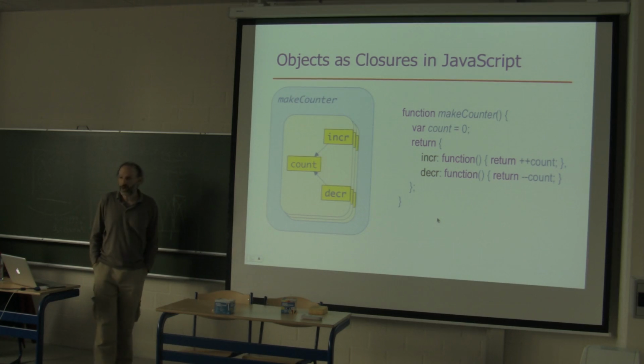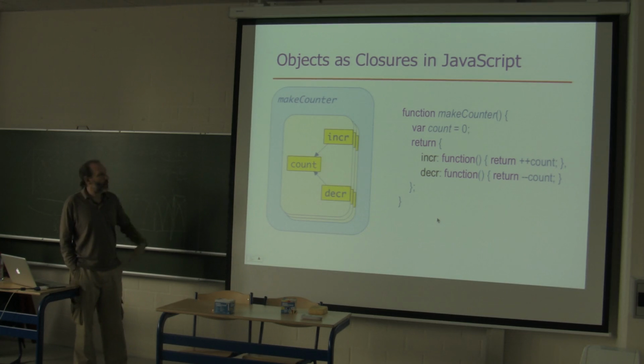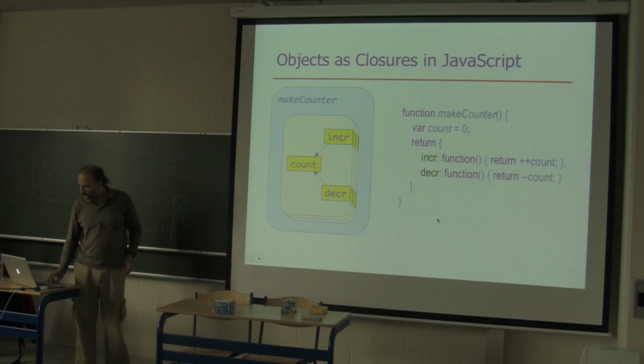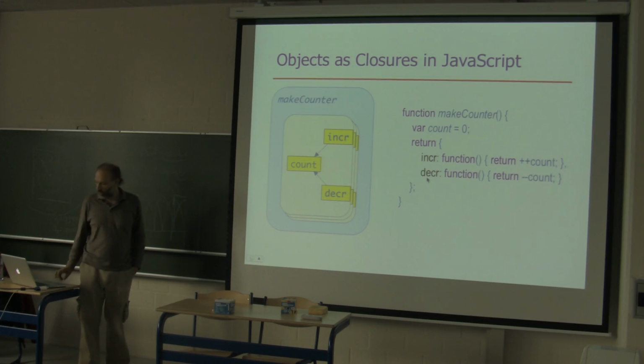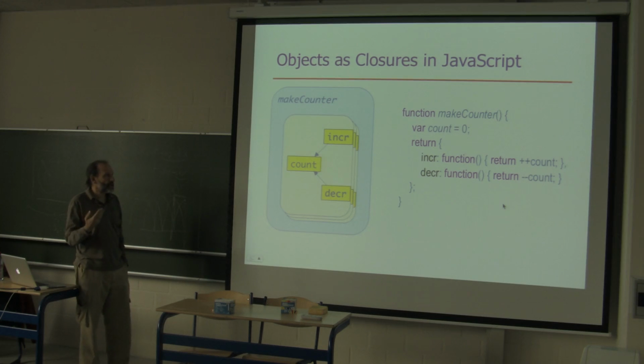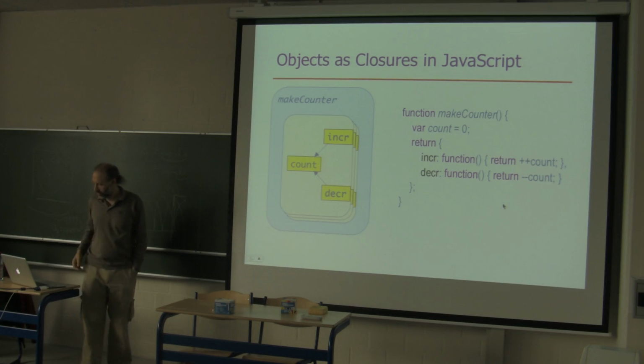So make counter is a function, and every time it's called, it creates a count variable, initializes it to 0, and it creates and returns the record that begins from this open curly and ends at this closed curly. And this is a record with two fields named inker and decker. The values of those two fields are the functions that these function expressions evaluate to, so the value of the inker field, for example, is a function that when called will increment the count variable and return the resultant value.